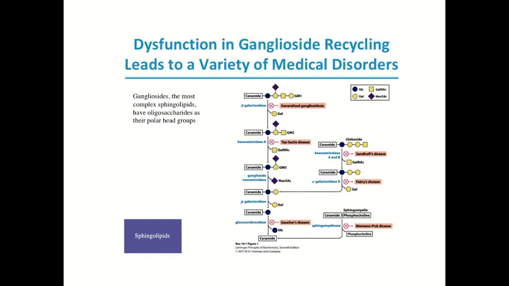Now when it comes to gangliosides, dysfunction in ganglioside recycling leads to a variety of medical disorders. And gangliosides are the most complex sphingolipids, and they have oligosaccharides as their polar head groups. So this shows the pathways for the breakdown of GM1, globoside, and sphingomyelin to ceramide. And a defect in the enzyme hydrolyzing a particular step is indicated by an X. And the disease that results from accumulation of the partial breakdown product is noted. So Tay-Sachs disease results from a defect with this process, Gaucher's disease, Niemann-Pick disease, Sandhoff's disease, and Fabry's disease.